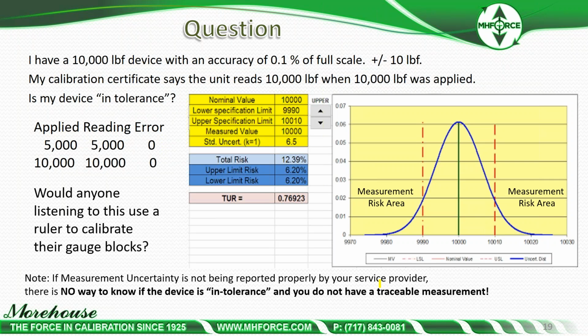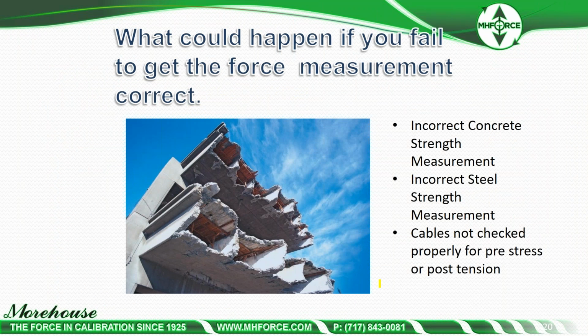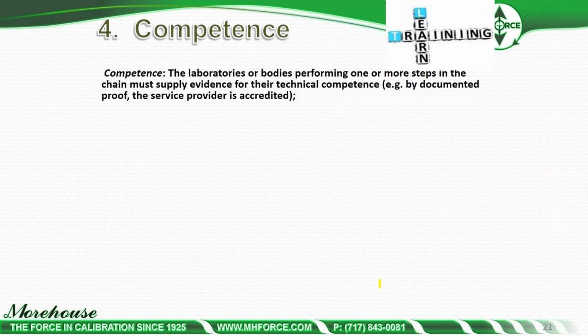So going back to force measurements, what could happen if you fail to get the force measurement correct? Well, incorrect concrete strength measurement, incorrect steel strength measurement, cables not checked properly for pre-stress or post-tension, all can be major, major problems. This one led to a bridge collapsing.